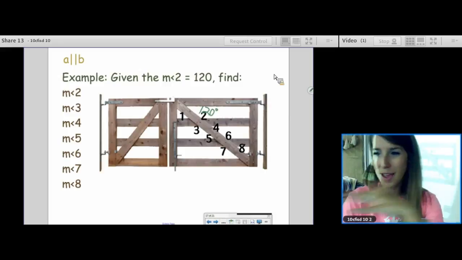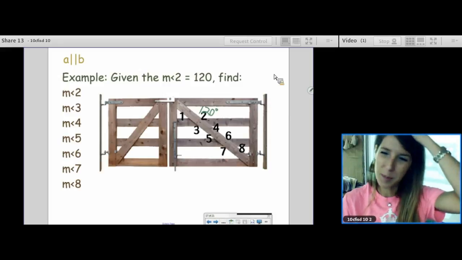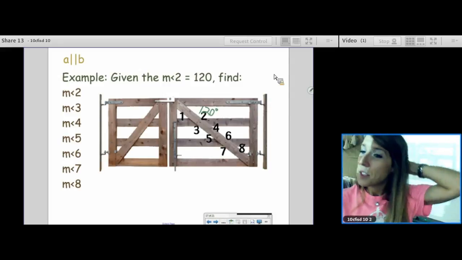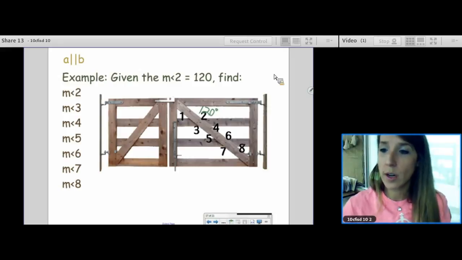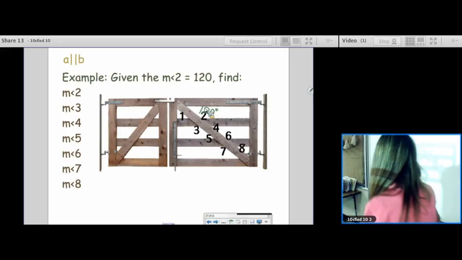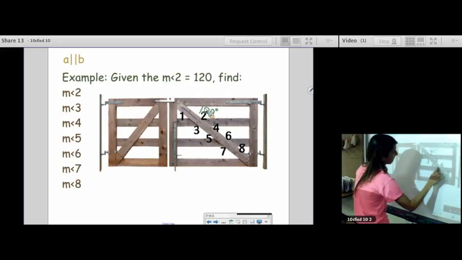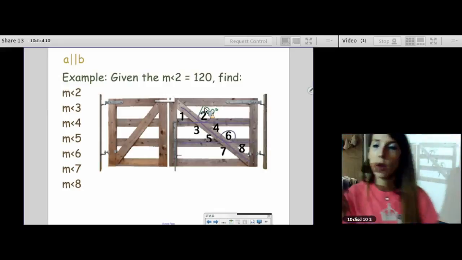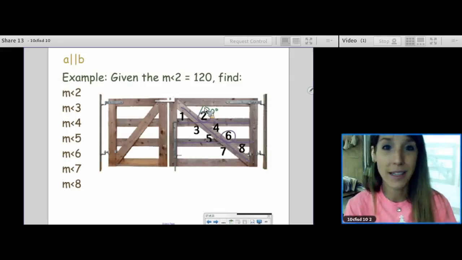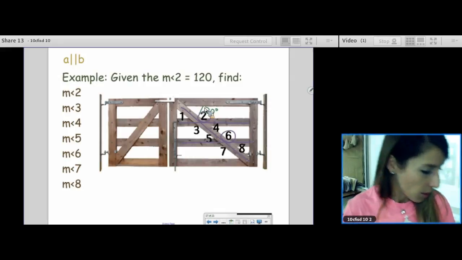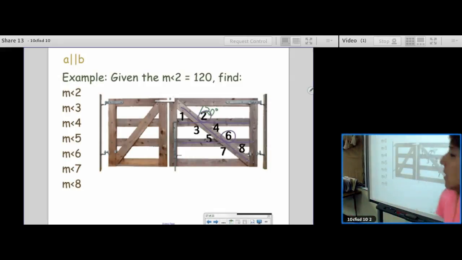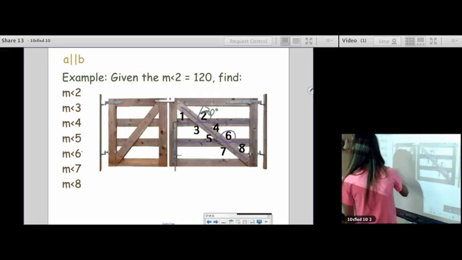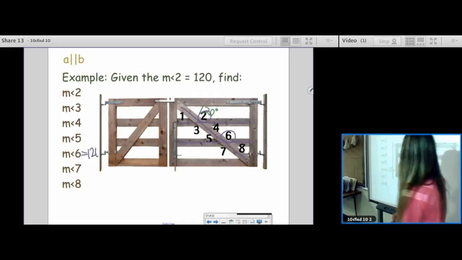It's hard because these are thick, like slats of wood. I tried to put a real world problem in there. So angle 6 and angle 2 are corresponding. I could do this for you. There we go. 2 and 6, those are corresponding angles. We know corresponding angles are congruent because it doesn't start with an S. So if angle 2 is 120, then angle 6 is 120.